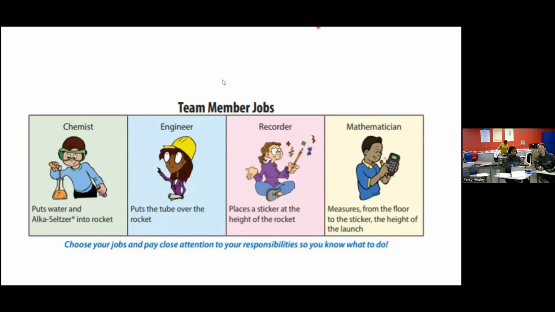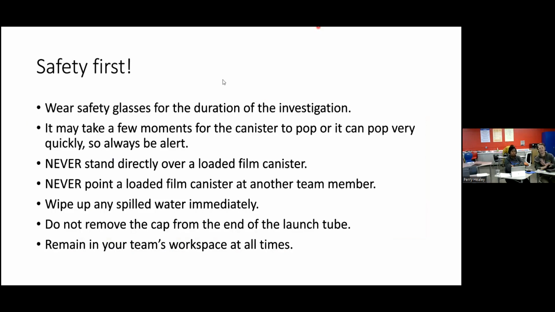All right, now safety is number one. We like to be very thorough and go very slowly through the safety slide, because there's a lot of things that can go wrong when using this film canister and Alka-Seltzer. So first, we give students safety glasses for the whole investigation. We want to make sure that they have those on the whole time. We let them know that the film canister can take a long time to pop, or we're going to do it very quickly. We have had several experiments where film canisters have hit students in the face. So we remind them that these are very important.